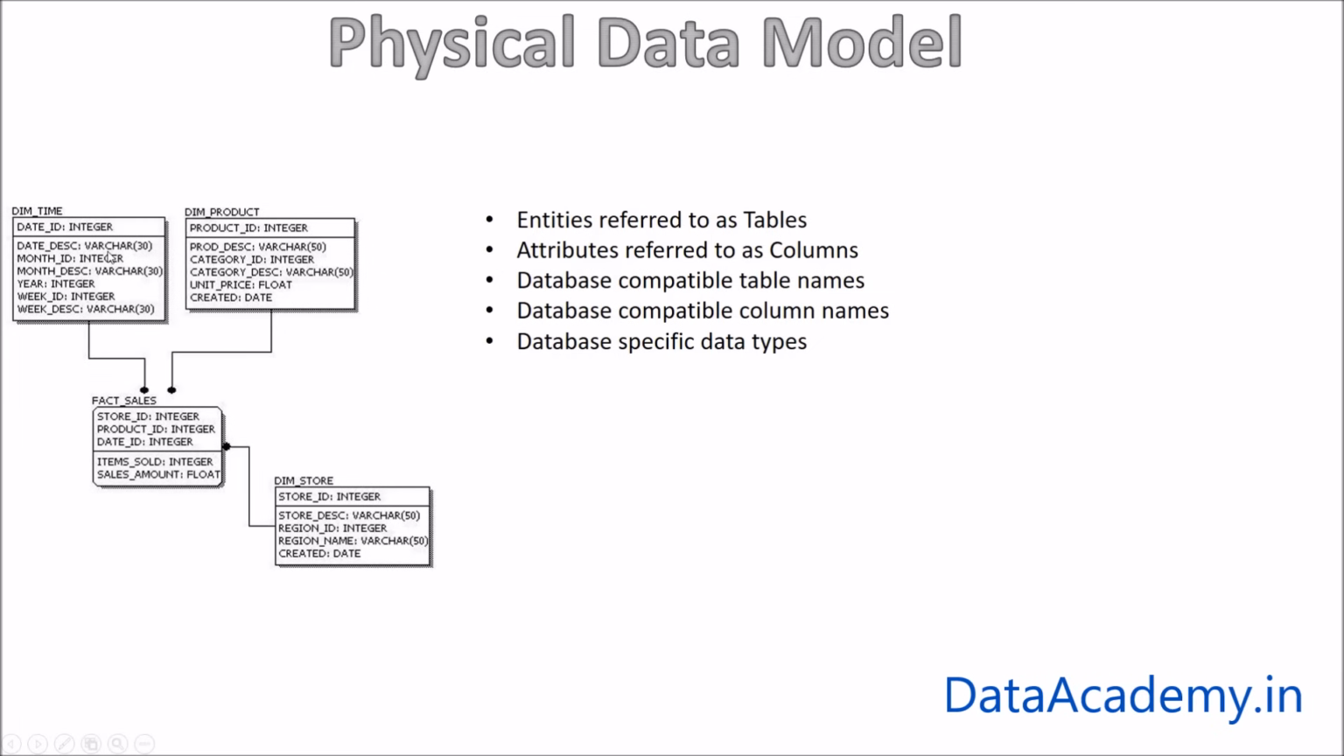And now we have introduced the concept of a data type, right? So these data types mention what type of data is going to be stored in every column. As you can see here, we have varchar, integer, float, date, and other data types. These data types are specific to a database. In this example, this physical data model is created for SQL Server, which is the Microsoft SQL Server database. So these data types are specific to SQL Server. If you were creating a physical data model for a different database, such as Oracle or MySQL, these data types would be different. Hence, a physical data model is specific to a certain database.